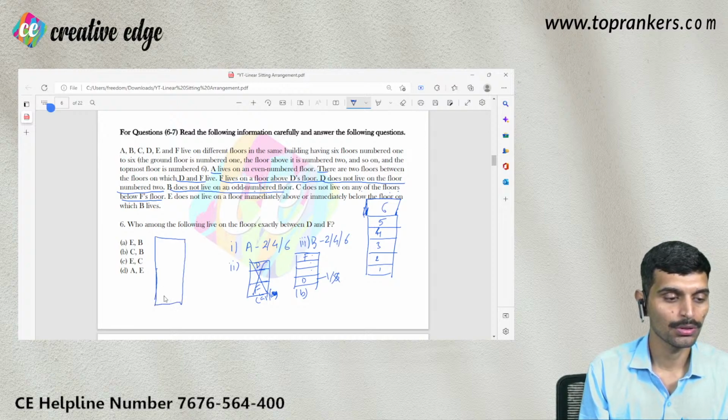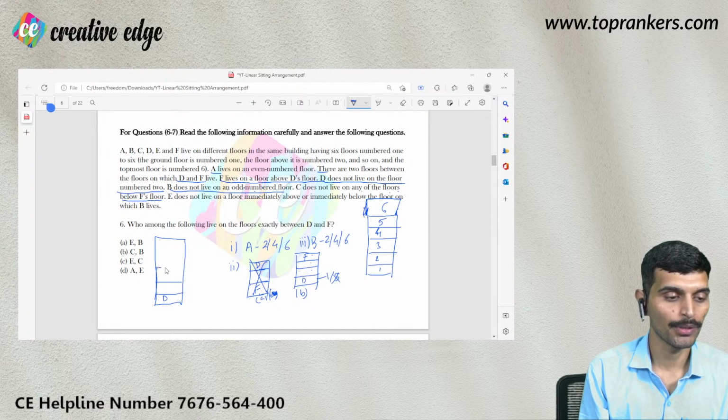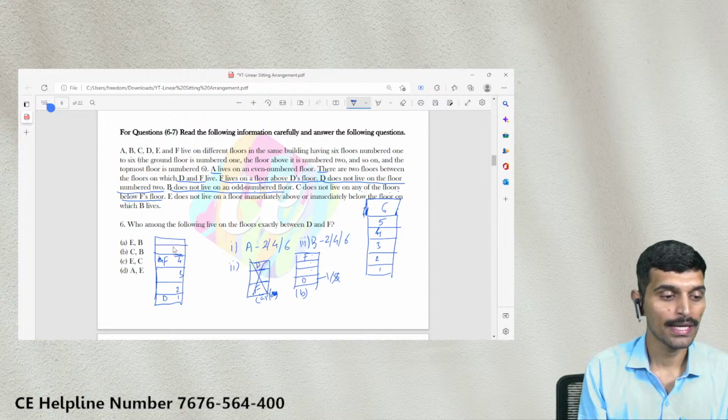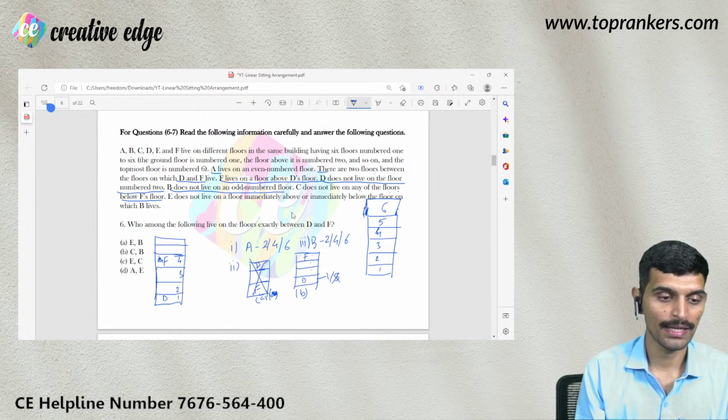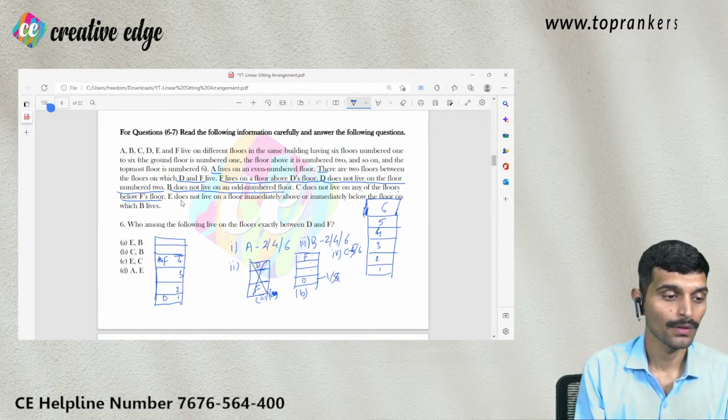Almost. D is on floor number 1. This is floor number 2. This is floor number 3. This is floor number 4. On floor number 4, we have F, since the floors between are 2 and 3. C can live on 5 or 6. So as per clue number 4, C can live on floor number 5 or 6, right?